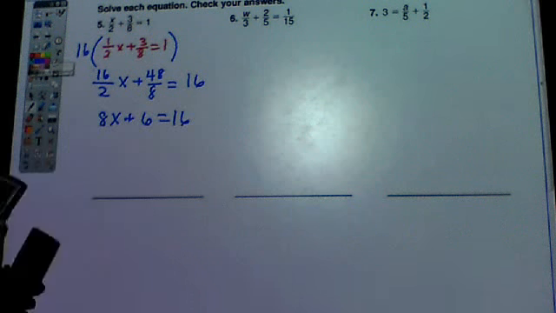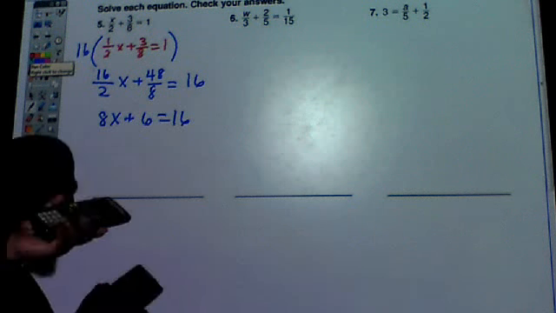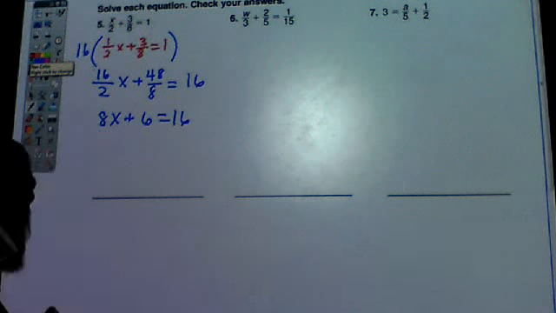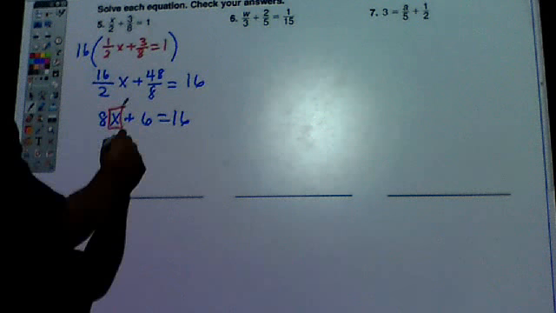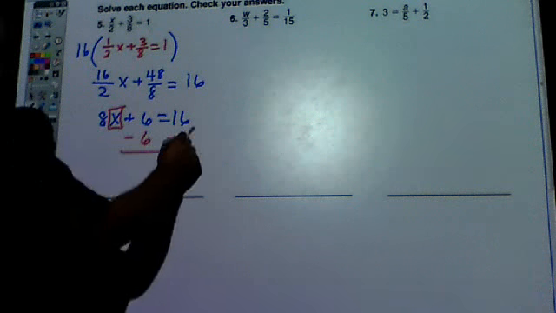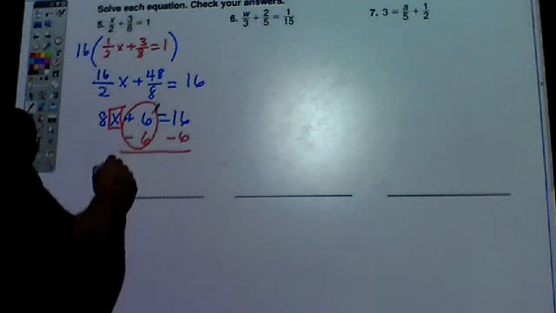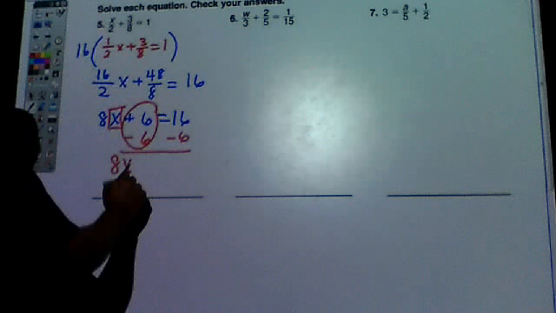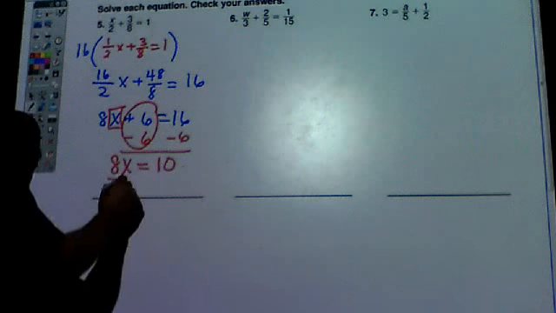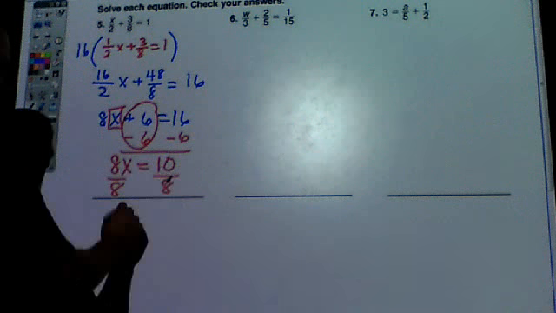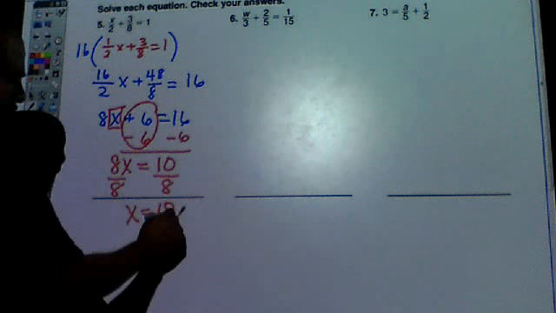Now I've made it into a manageable two-step equation that I can solve. So isolate my variable, subtract 6 from both sides, 0 pair, 8x equals 10, divide by 8, x equals 10 over 8.